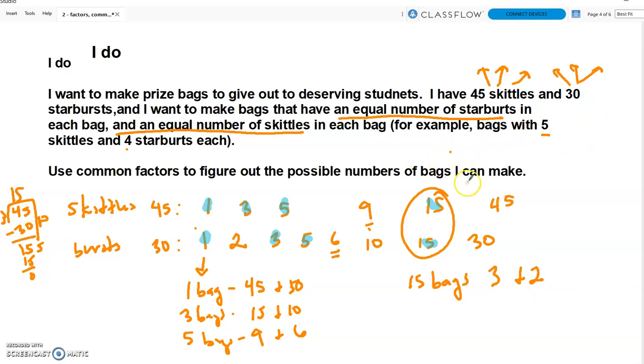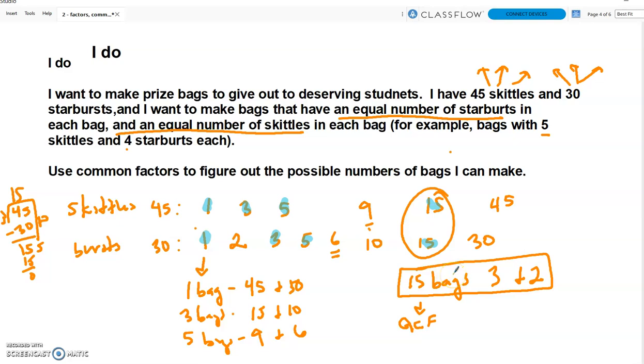So there's one last thing. So that's all the possible ways I can divide the bags up and have the same number of each kind of candy in each bag. Notice, this is my greatest common factor right here. Greatest common factor. And so the point of that one is that's the most bags I can make.